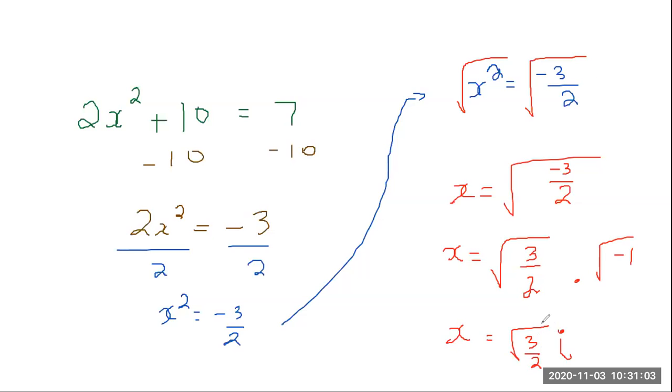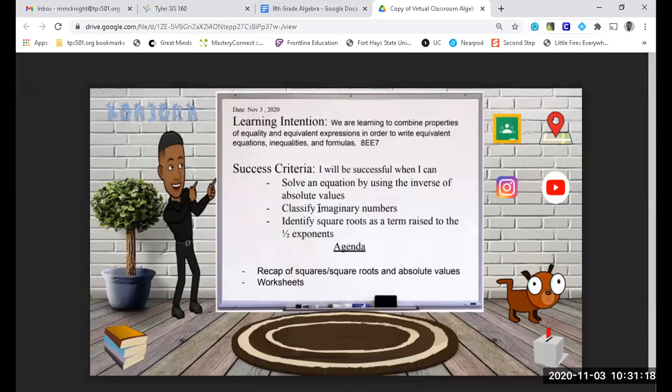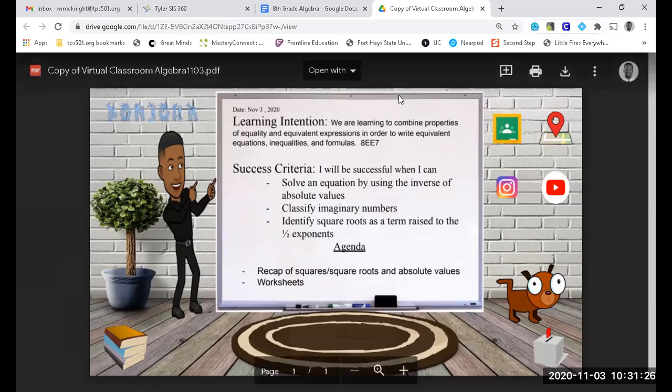All right, so that's just a quick example of how we use the letter i to represent the square root of -1. If we go back to our success criteria that we looked at over here, it is really understanding how to classify imaginary numbers when we're solving these equations with square roots and squares.